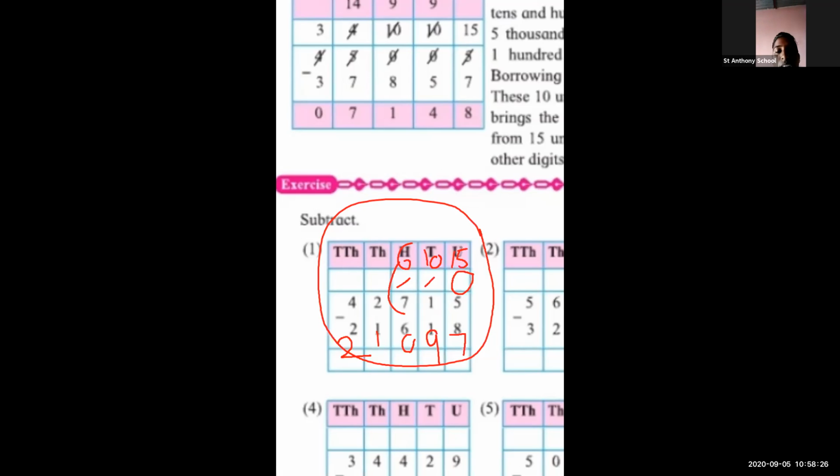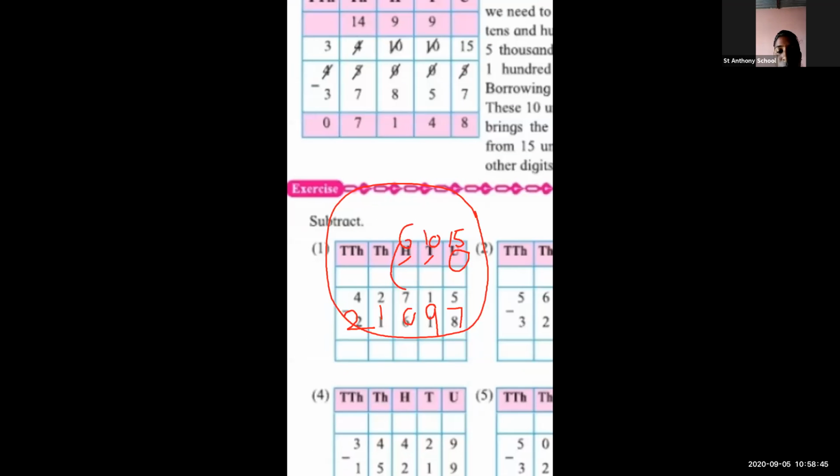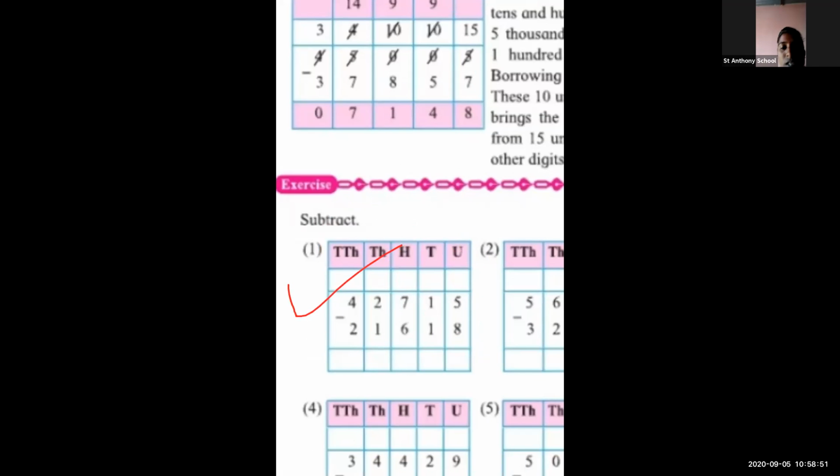21,097. Till here, has everyone understood what I was explaining? Yes, students. Clear? Wait a second. The sum which I was explaining from the textbook, everyone cleared? Give me a response in the chat box. Yes or no? Give me a response in the chat box. Yes.